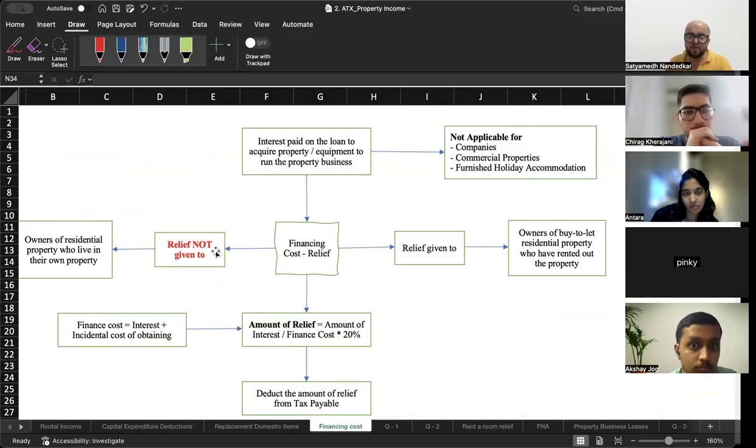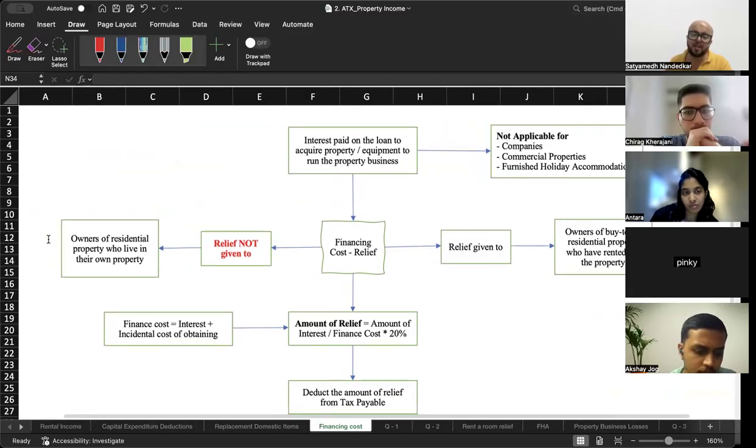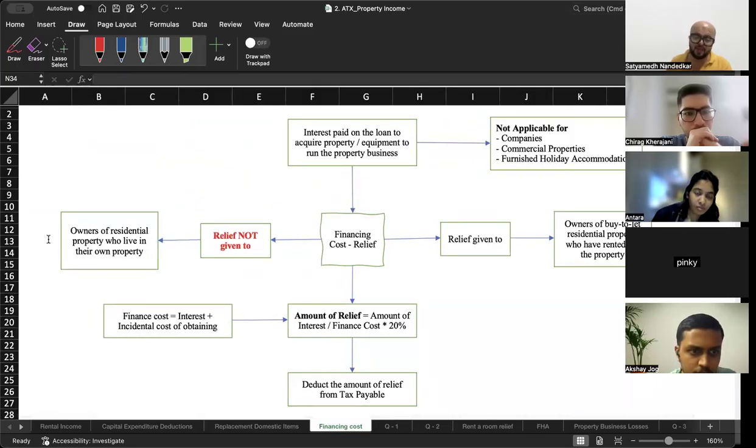Relief is not given for owners of residential property who live in the property themselves. They don't get a deduction. But relief is given to owners of buy to let residential properties who have rented out the property. What are buy to let residential properties? Like I am in Mumbai, I purchase a property, I give it on rent to someone, and I live in my house in Noida. So if I have taken a loan for that property in which a tenant is staying and I am not staying, then I get the financing cost relief.